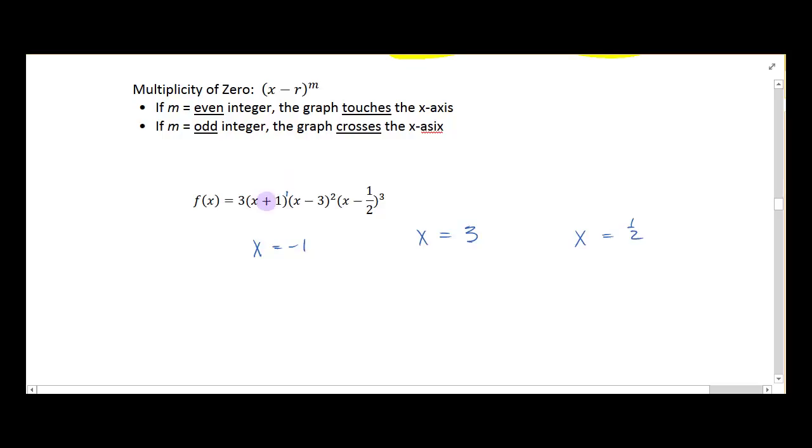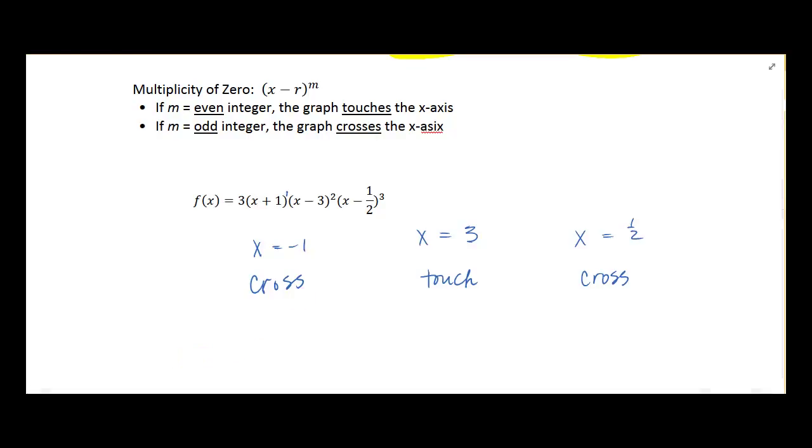So if this is a root raised to an odd power, we know that we cross at -1. Here the next root we have at 3 is even, so we're going to touch at 3. And finally the last root, since 3 is odd, we know that at 1/2 we are crossing this function. So just using a little algebra and some of the rules for the multiplicity of our zeros, we have a general idea of what this function looks like.